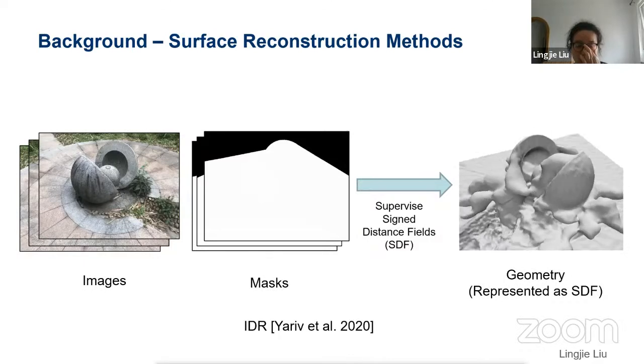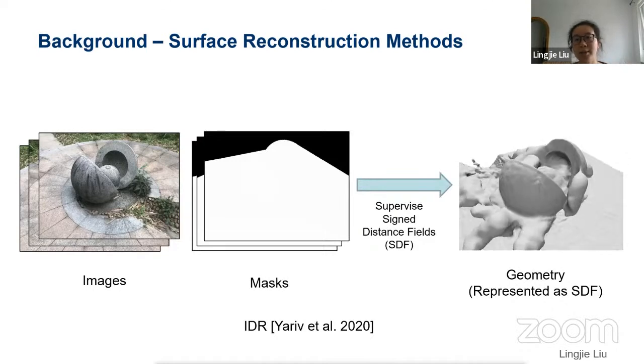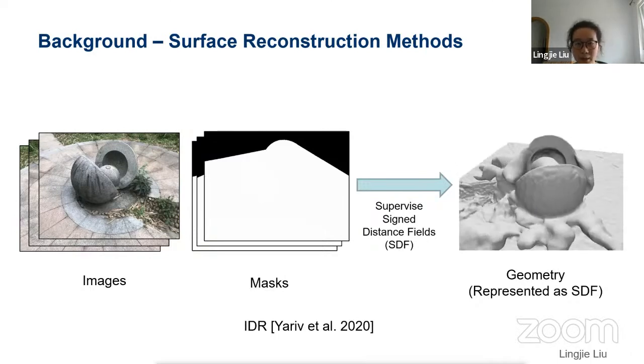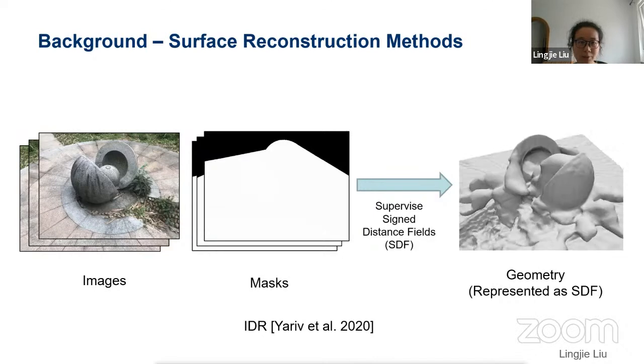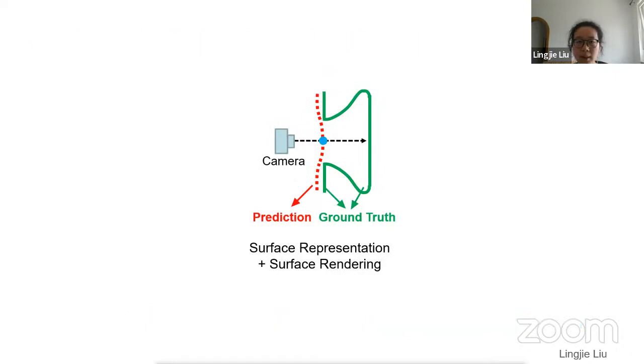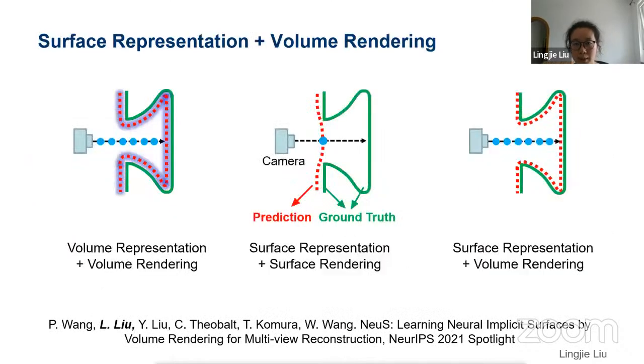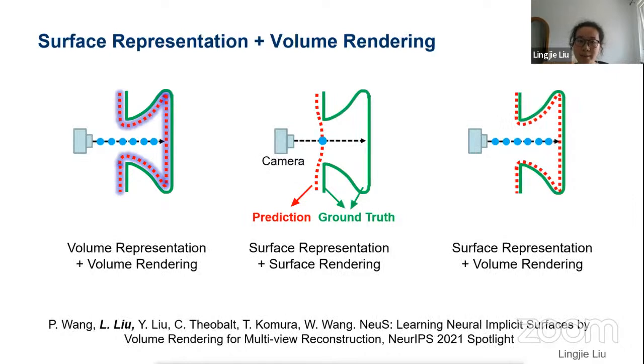Also, existing neural methods for surface reconstruction, such as IDR, use a surface representation. But this method easily gets stuck in local minima and also needs a foreground mask as additional supervision. So we proposed a new method that combines the advantages of these two types of methods. We use the surface representation, and then we use volume rendering to learn this surface representation.